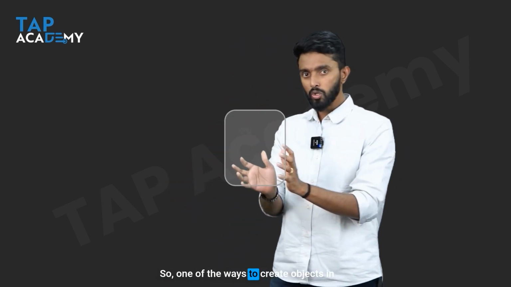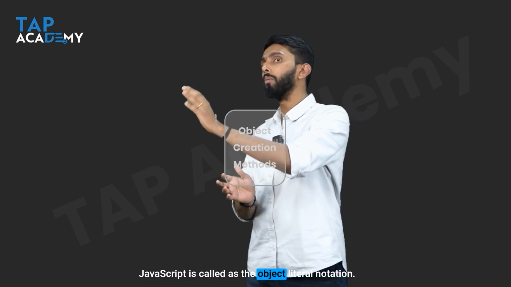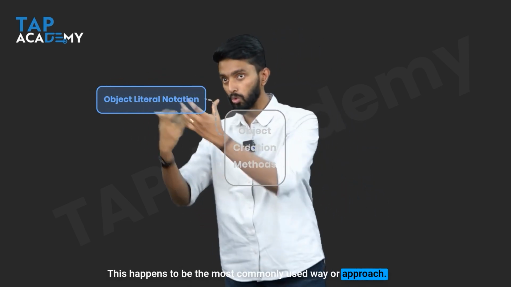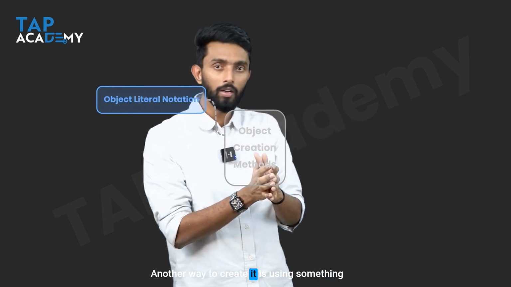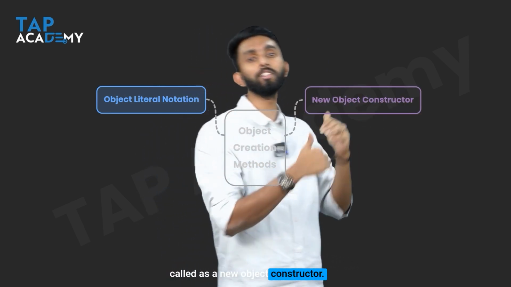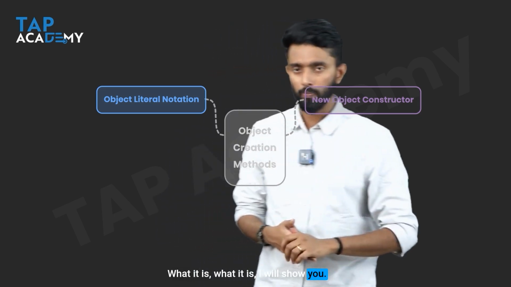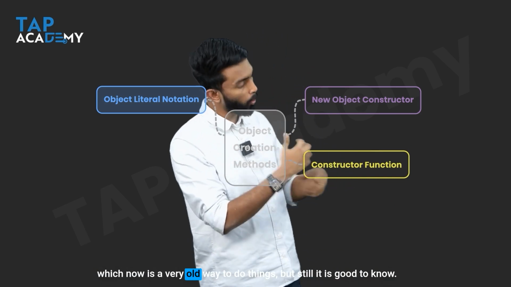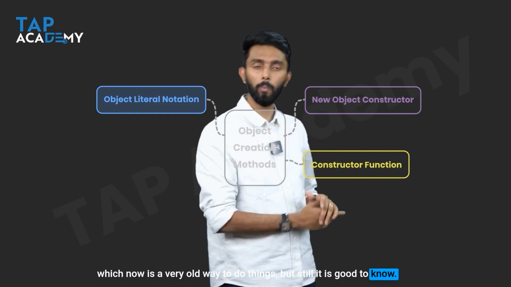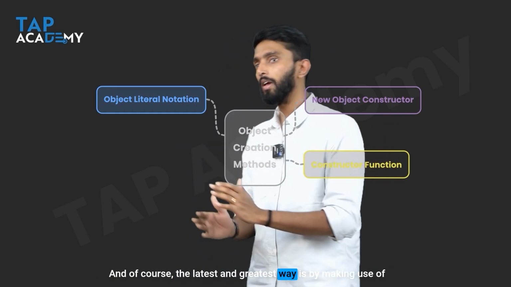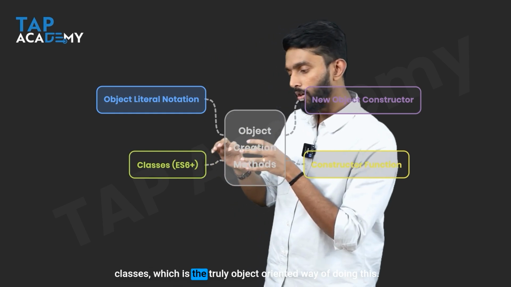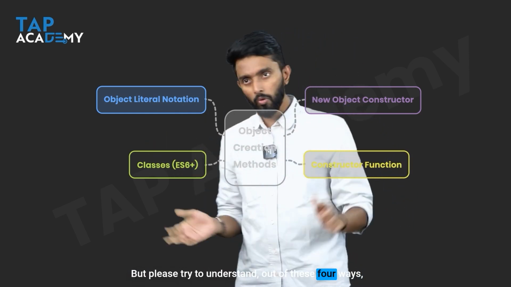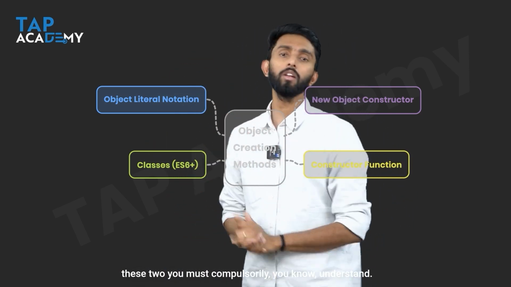So one of the ways to create objects in JavaScript is called the object literal notation. This happens to be the most commonly used approach. Another way to create it is using something called a new object constructor, right? What it is, I'll show you. Another way is using something called a constructor function, which now is a very old way to do things, but still it's good to know. And of course, the latest and greatest way is by making use of classes, which is the truly object-oriented way of doing this.